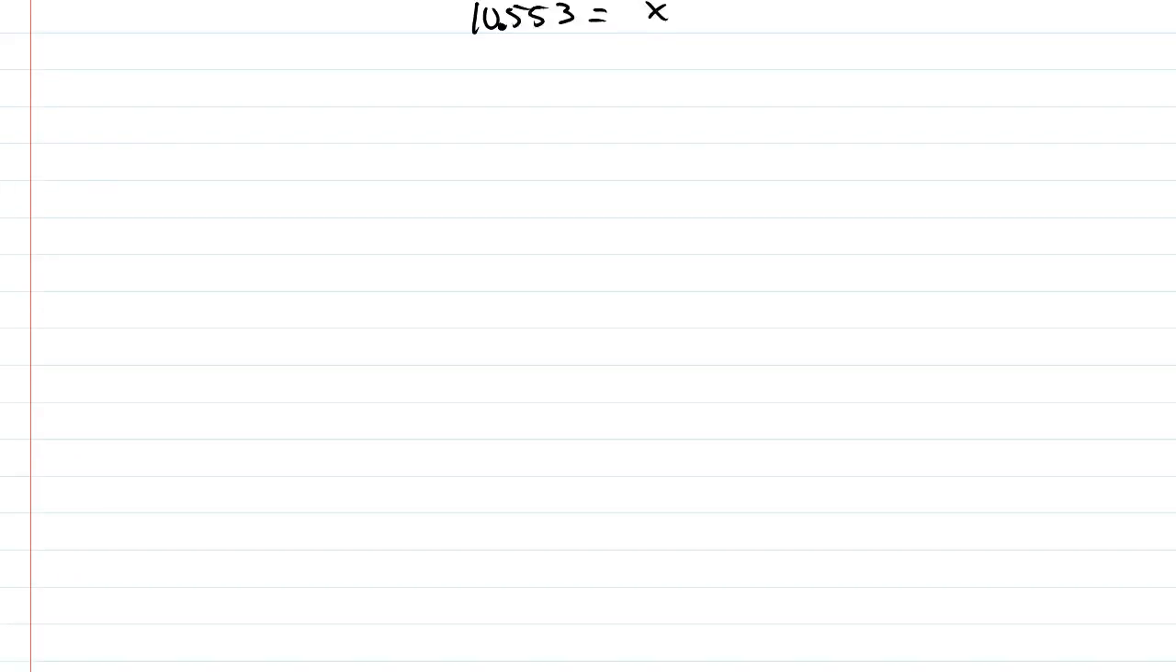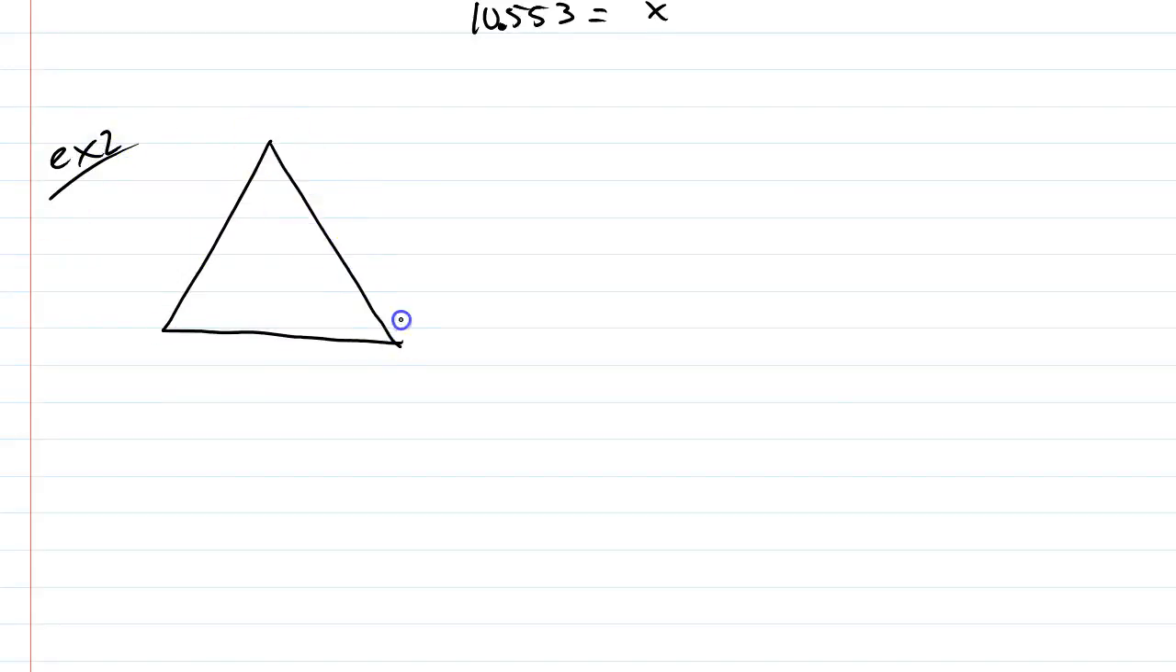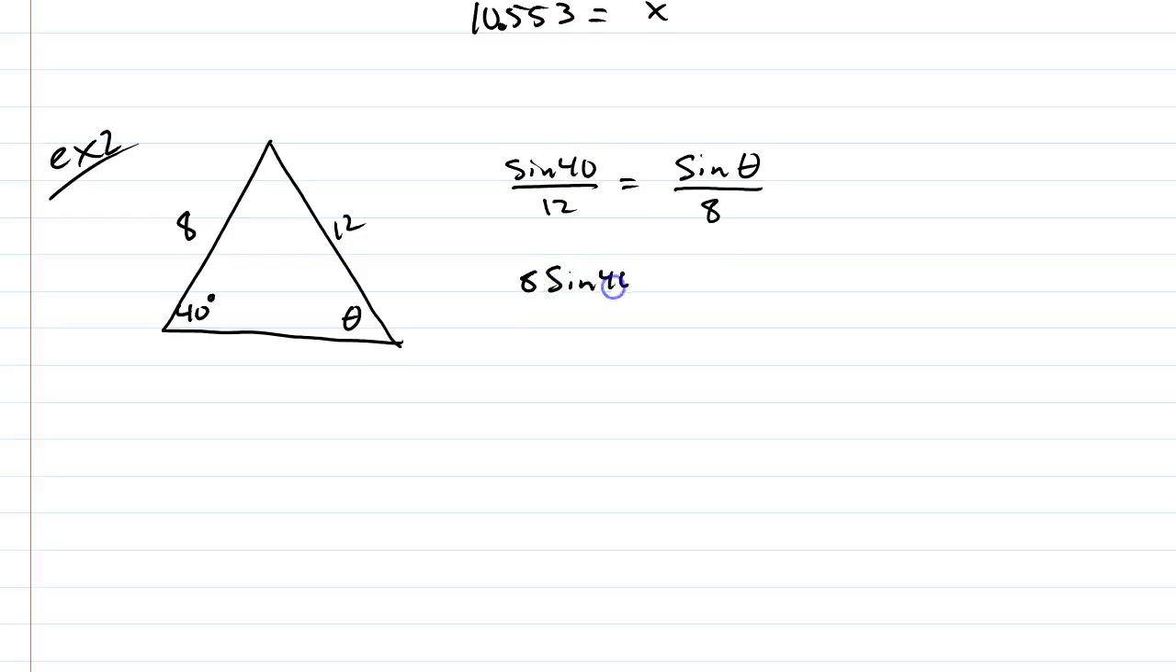Okay, another example. Example 2. Here we're going to have to find an angle, not just another side. So say this is 40 degrees, this is 12, this is 8, and this is theta. We're going to do the same sort of setup. Sine of 40 would go over 12, and then sine of theta, even though we don't know it yet, is over 8. Now I'm going to cross multiply by multiplying by 8 on both sides. So this is going to be 8 sine of 40 all over 12 equals sine of theta.